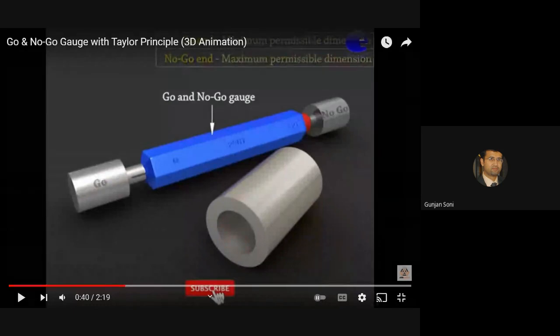You can always imagine it. Let's say you have a pen and a cap in front of you, all of you are having that. So if the pen is not going inside the cap, what does it mean? Does it not mean that the maximum size of your hole is smaller than the no-go shaft? Does it not mean that?